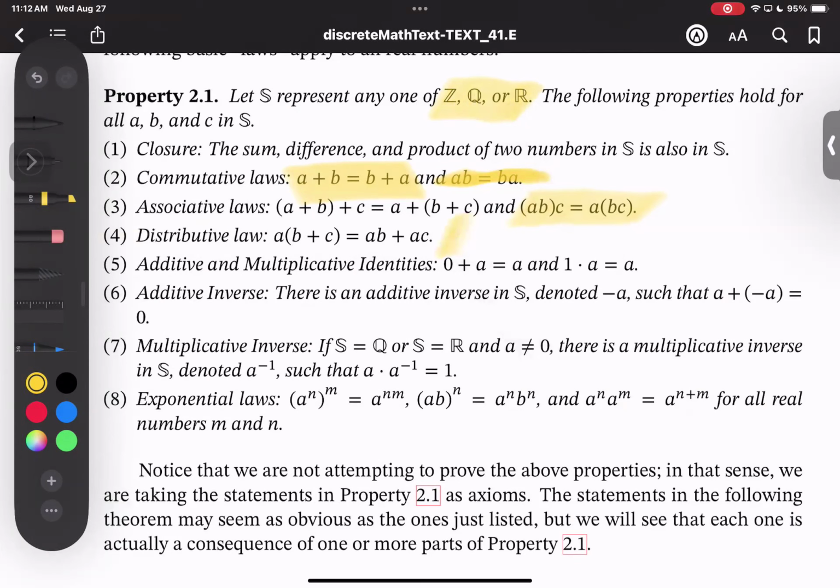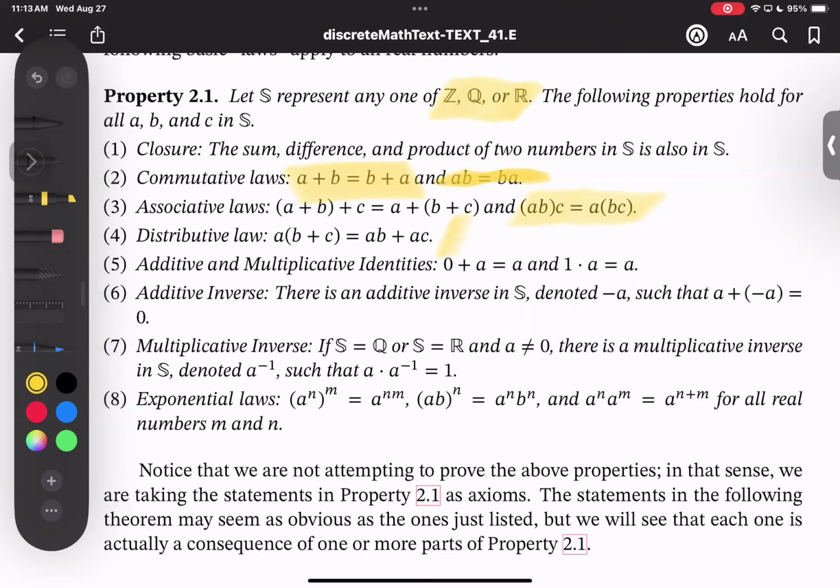Okay, so that's distributive. The additive and multiplicative identities just says that 0 is an additive identity, where if we add 0 to any number, we get the same number. If we multiply any number by 1, then we get the same number. Additive inverse is, we denote the additive inverse of some number as negative that number. So if we've got 1, the additive inverse of 1 is -1. If we have 500, the additive inverse is -500.